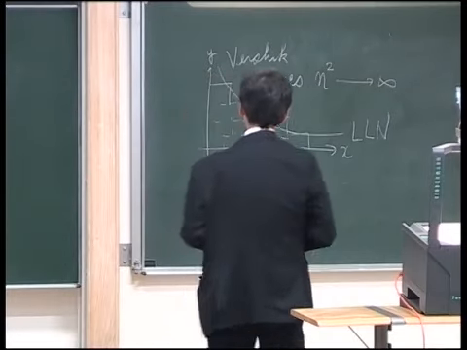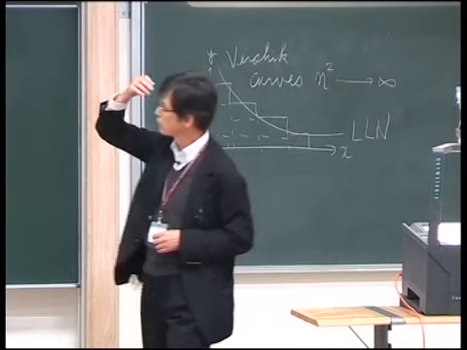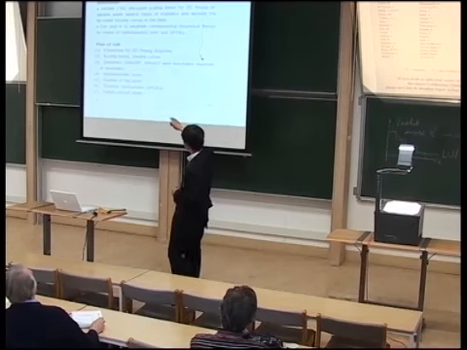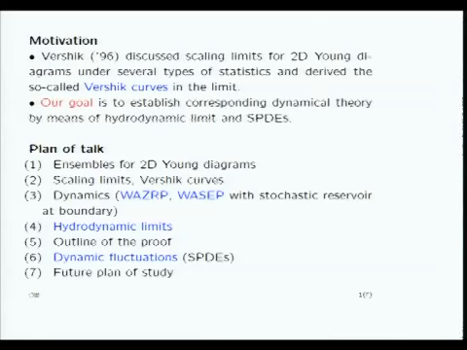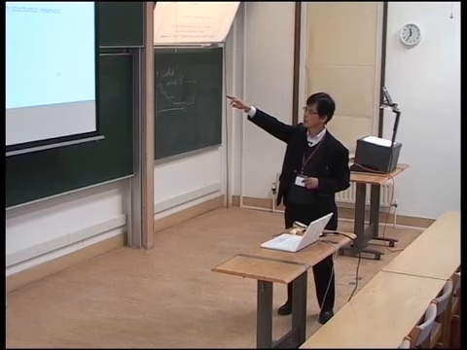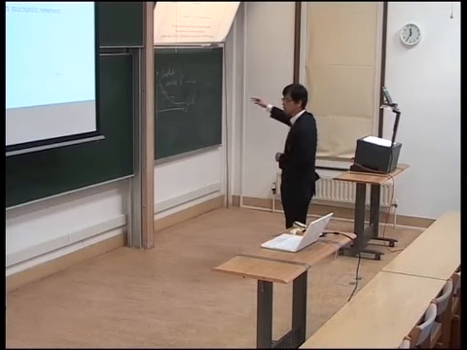The plan of my talk is as follows. In the first section, I will introduce 2D Young diagrams more precisely and introduce statics, or randomness, for these Young diagrams. Then in the second part, I will explain again the scaling limit obtained by Bershik. And then in the third part, I will explain what kind of dynamics we can associate with these Young diagrams.